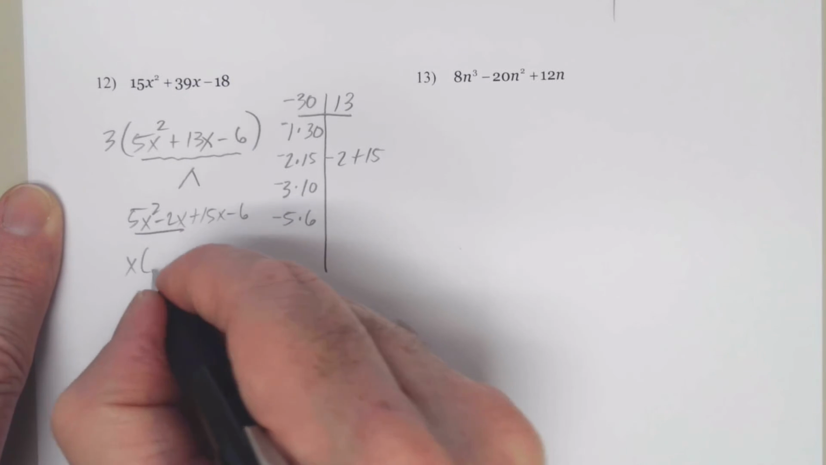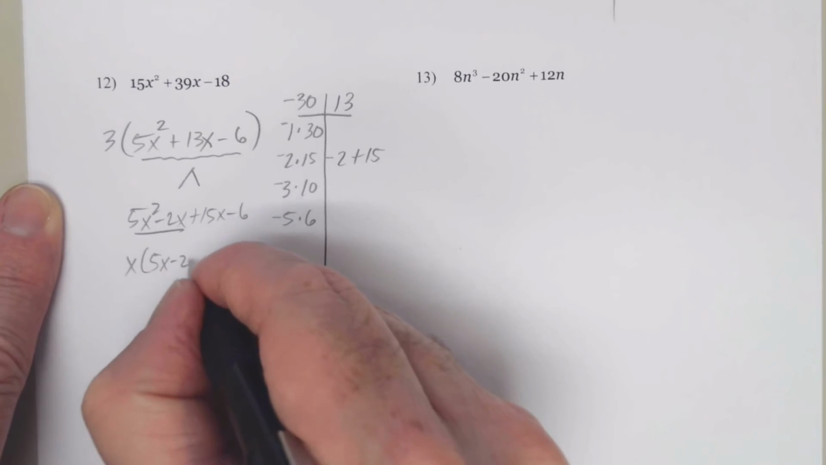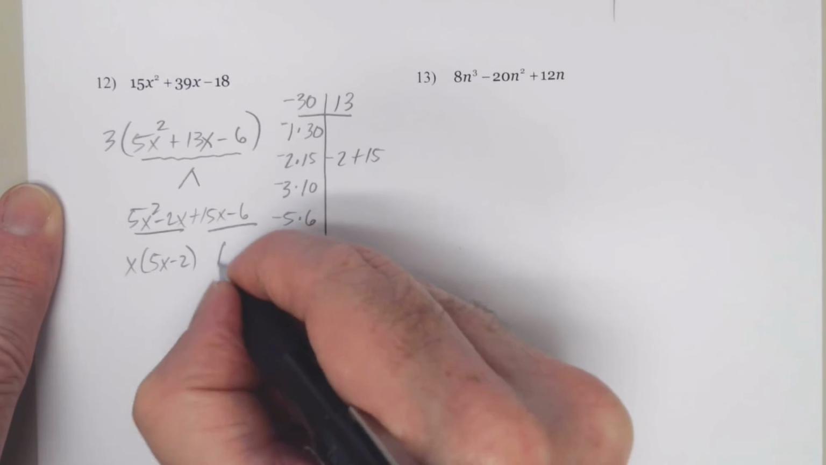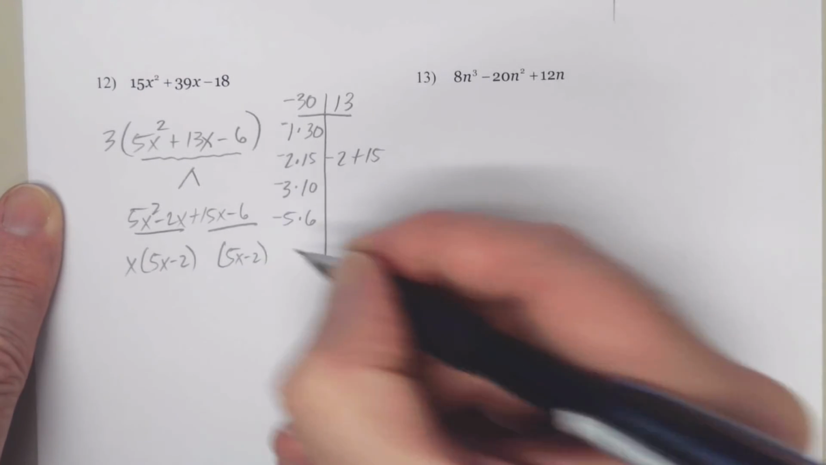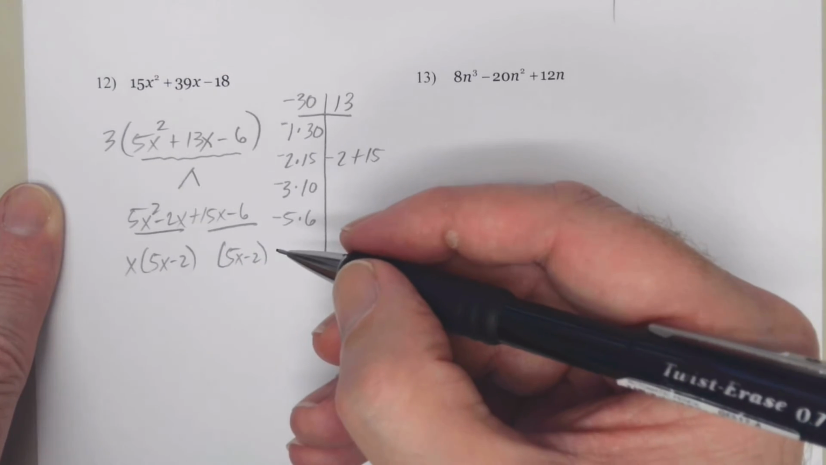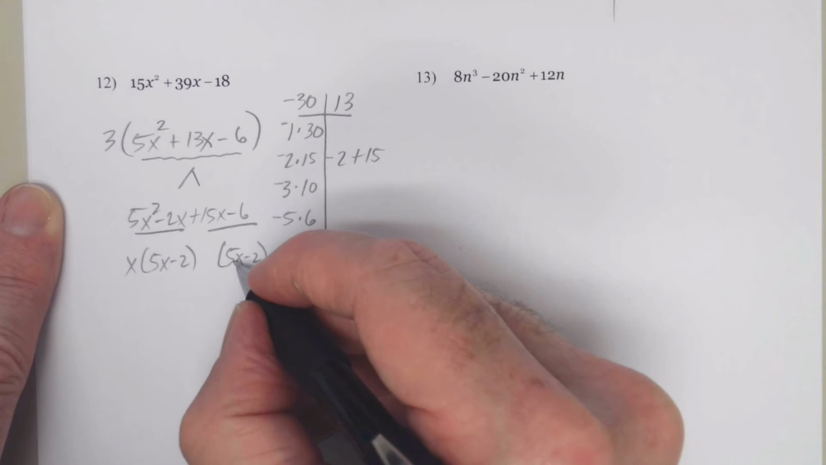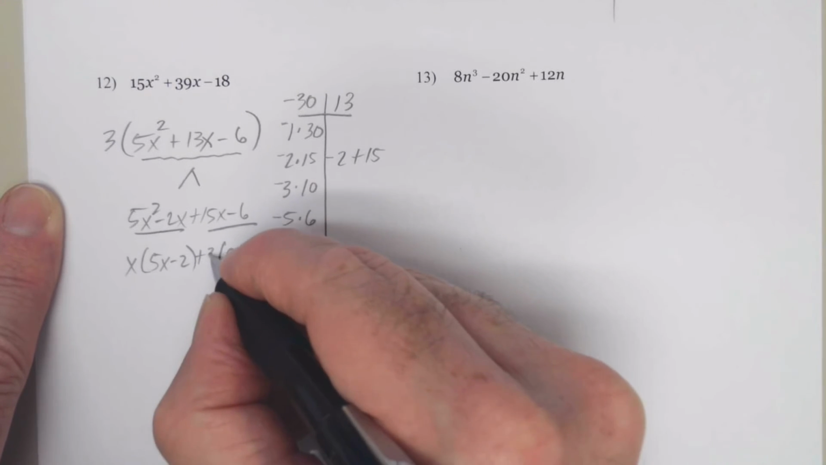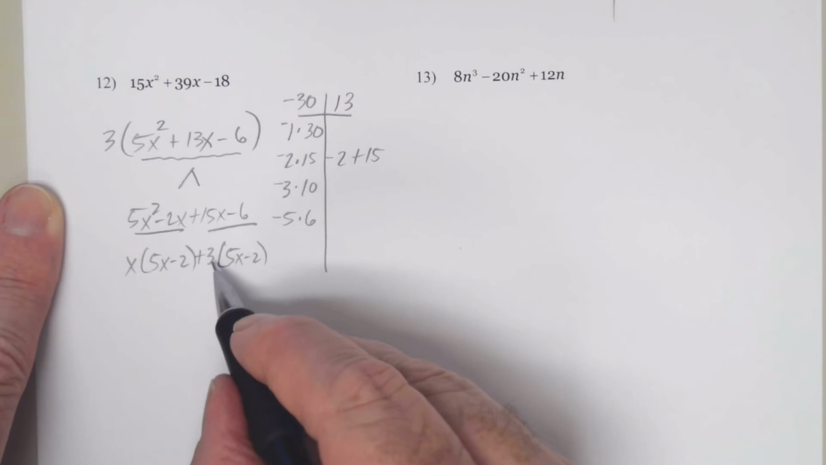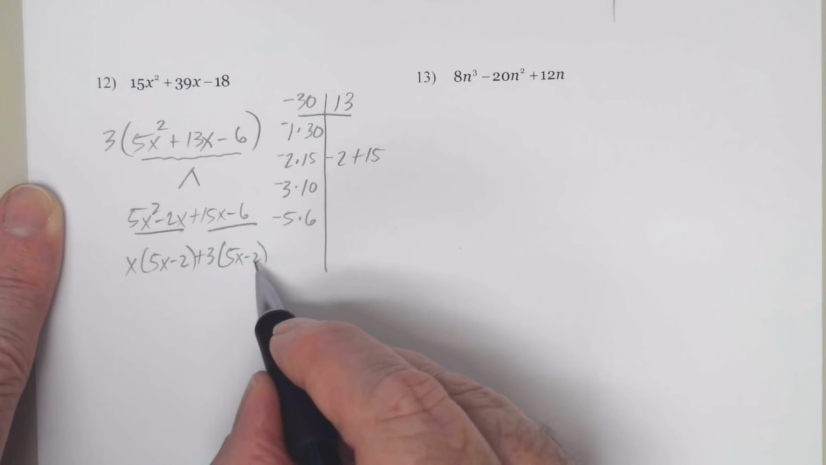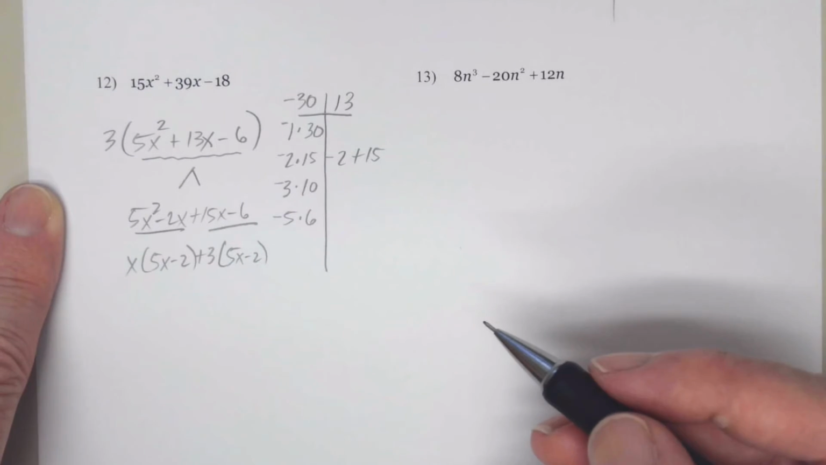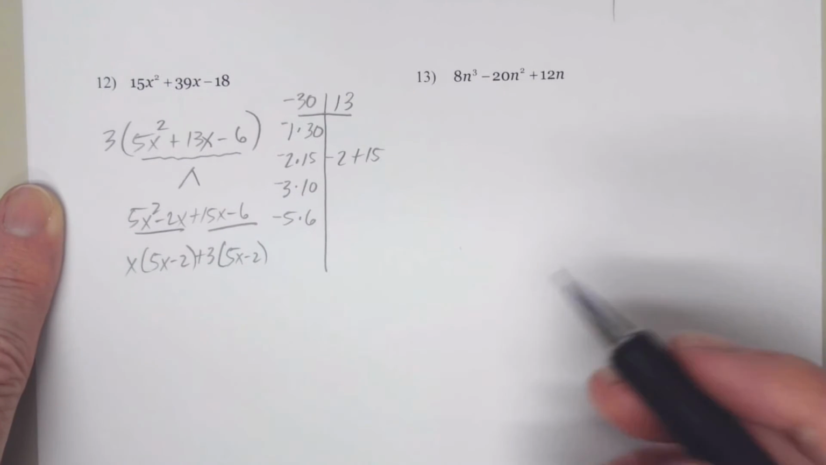We can factor out an x here. We get x times 5x minus 2. So we expect a 5x minus 2 here. And 3 times 5x would give me the 15, so I need a plus 3 here. And if you multiply 3 times the minus 2, that does give you the -6. So it looks like we're good.